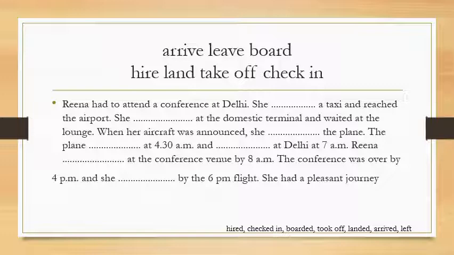The plane took off at 4:30 a.m. and then landed at Delhi at 7 a.m. Reena dash at the conference venue by 8 a.m. Arrived at the conference venue by 8 a.m. The conference was over by 4 p.m. and she left by the 6 p.m. flight. She had a pleasant journey.